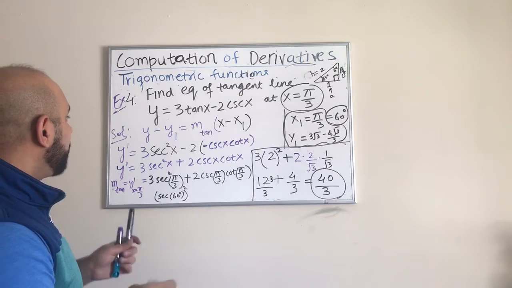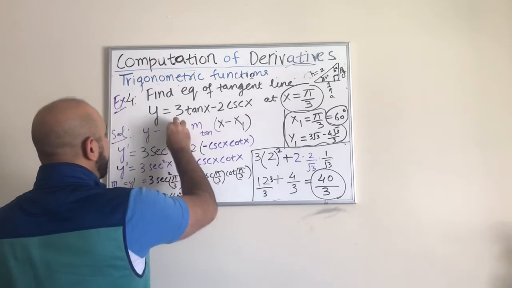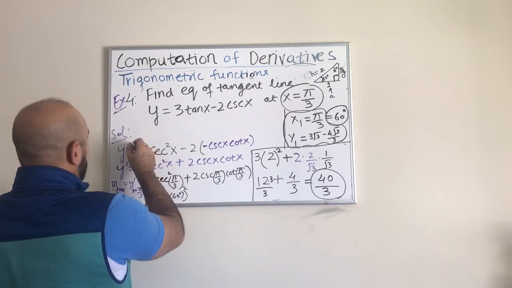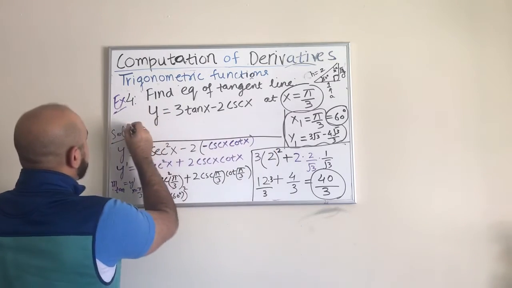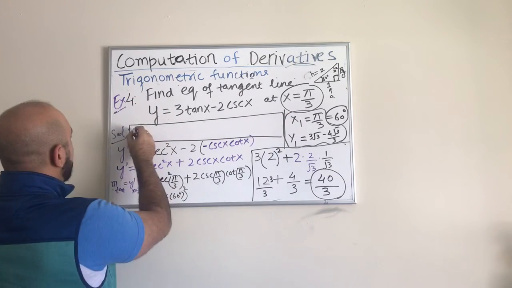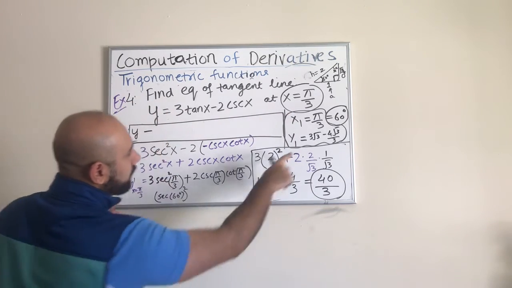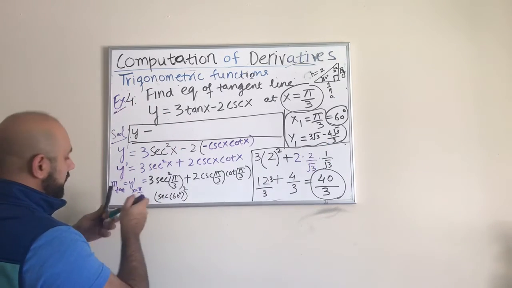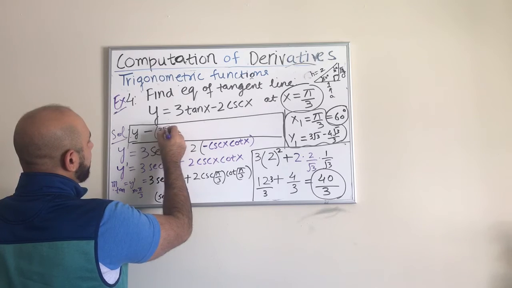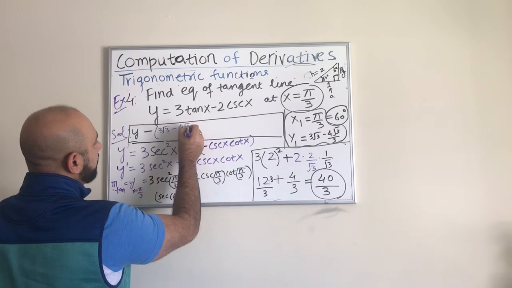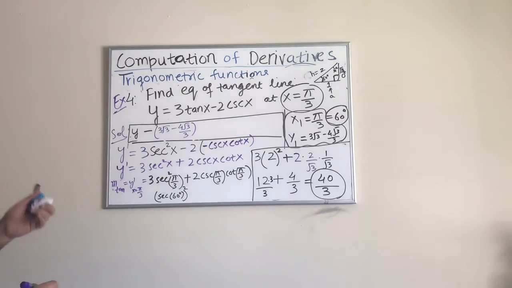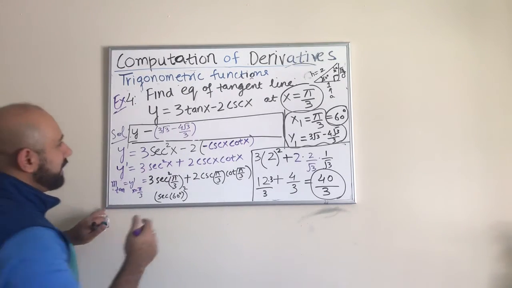Let us go back and write the final equation. Here is where I'm going to write the final equation. Guys, the final equation is going to look like this. Put it in the box. Y minus y1. This whole thing is my y1. Let me put it in parentheses: 3 radical 3 minus 4 radical 3 over 3. If you want, you can combine them, simplify them, or you can leave it like this.